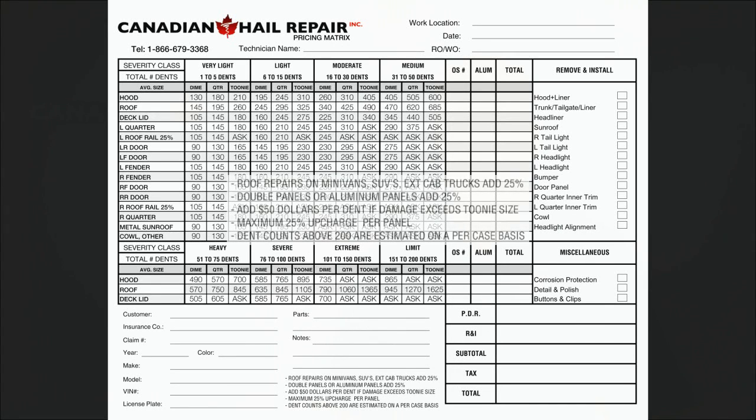Now I will explain some of the notes at the bottom of the matrix. Roof repairs on minivans, SUVs, and extended cab trucks add 25%. This is because these vehicles pose more of a challenge and are more time-consuming to repair than a regular sedan, for instance. Double panels or aluminum panels add 25%. Once again, these panels are tougher and more time-consuming than regular steel panels to perform a repair on.